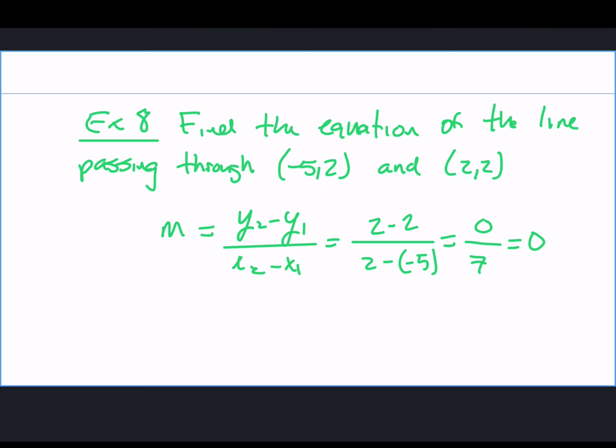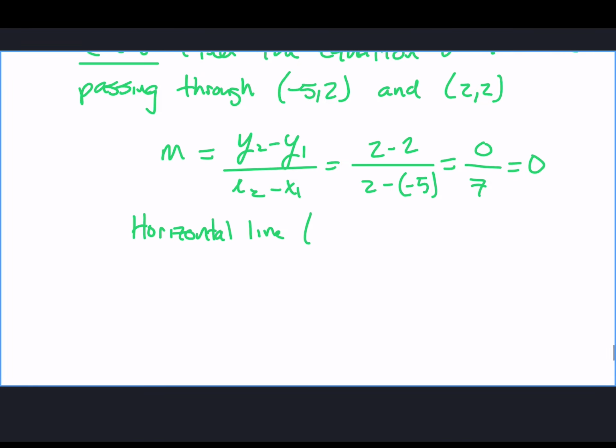So what kind of line is this? This is a horizontal line. If you get a slope that's equal to 0, it's a horizontal line, which is given as y equals some constant. Well, what is that constant?